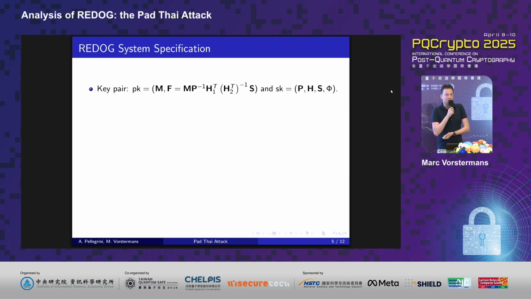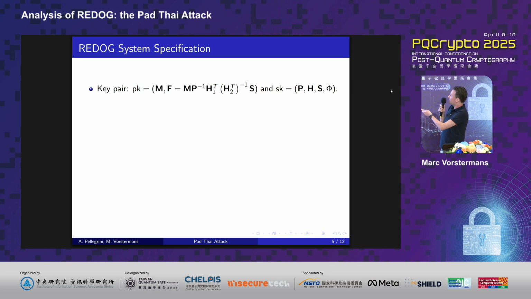So let's have a look at REDOG. REDOG consists of 3 algorithms. We first have the KeyGen algorithm that outputs a public key and a secret key. Let's go over what they look like. The public key consists of 2 matrices, M and F. Matrix M is a matrix generated uniformly at random. And matrix F is a product of some matrices.